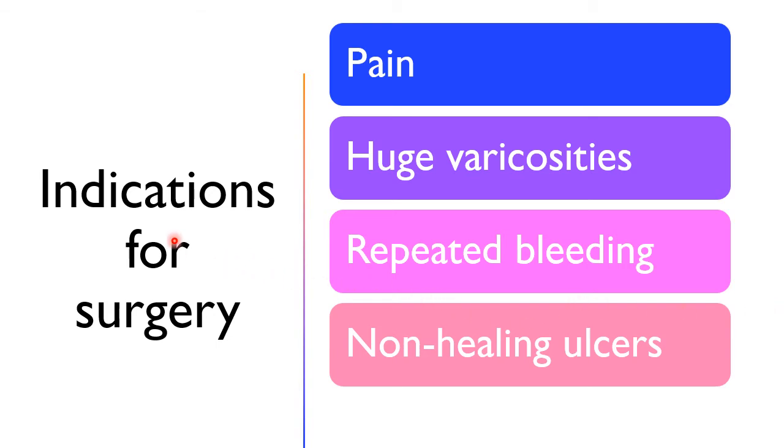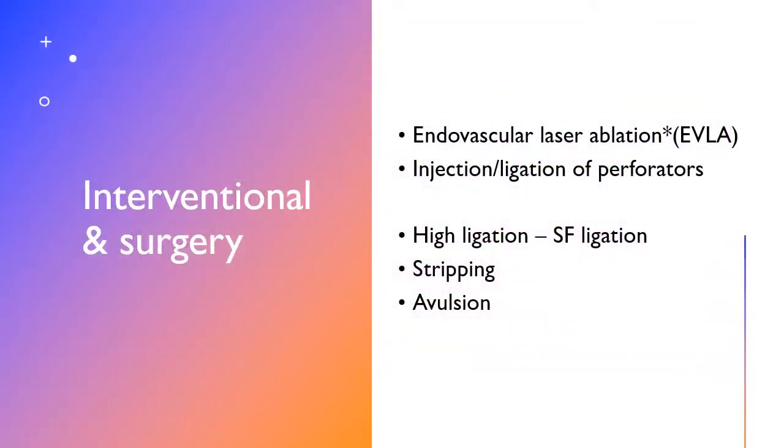Again, in summary, pain, huge varicosities, repeated bleeding and non-healing ulcers are the indications for surgery. So in summary, the surgical intervention will be endovascular ablation using laser or radio frequency, high ligation, which I will highlight in a short while, stripping of the varicose vein, avulsion of the varicose vein, and injection or ligation of the deep perforators in the leg.